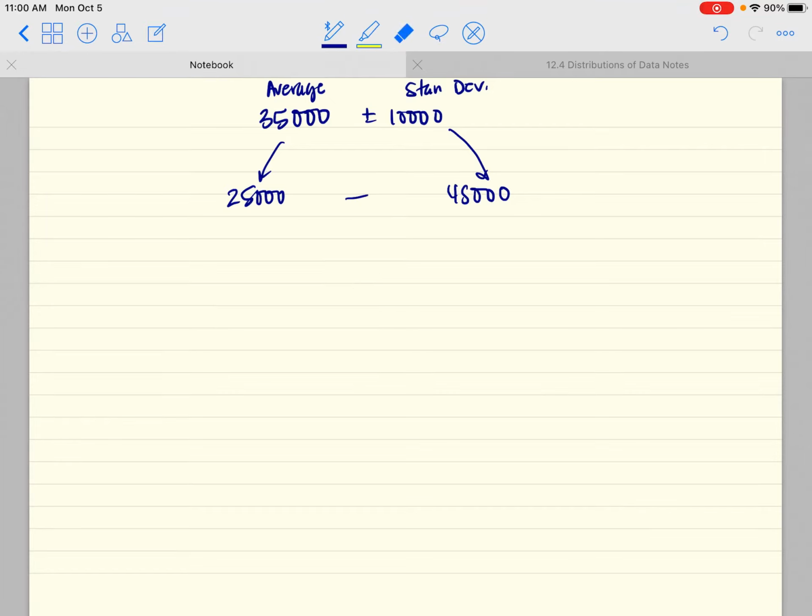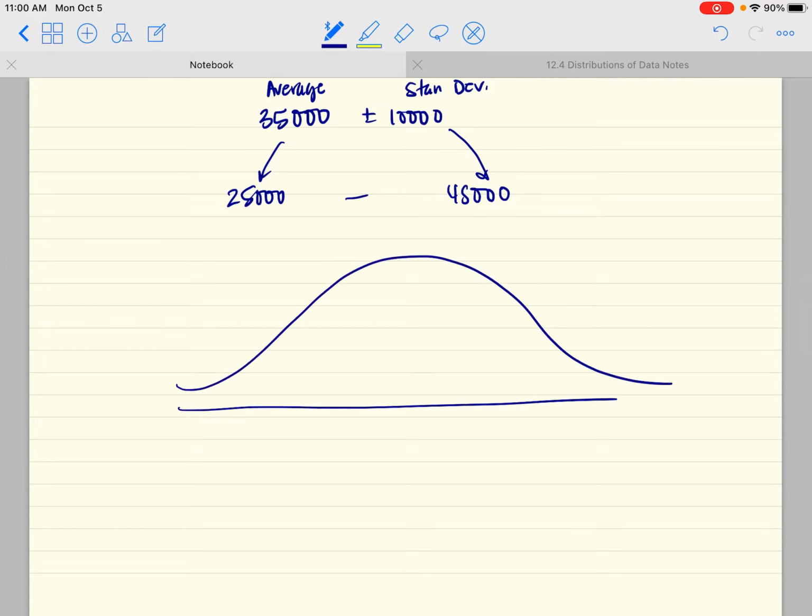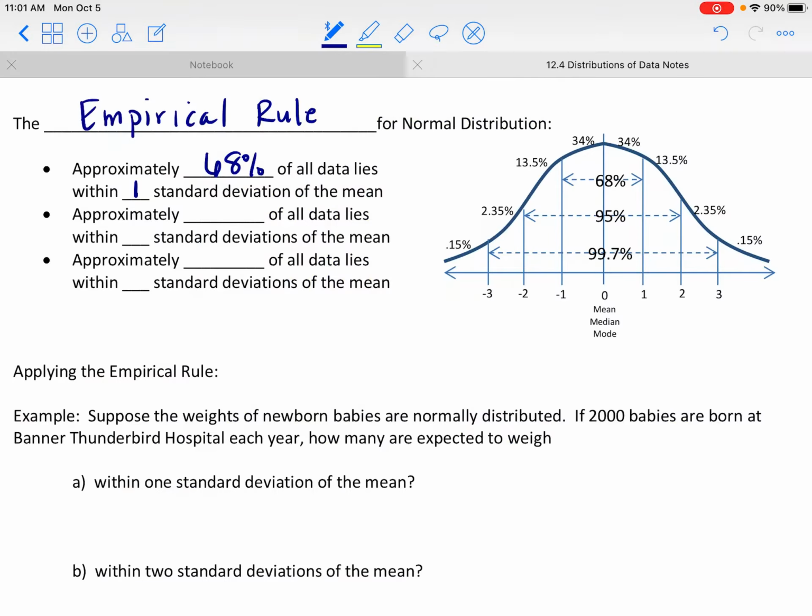Now let me just put this on the normal curve for you, okay? This normal curve for this Michelin tire problem, we said 35,000 was exactly the middle. And then if we added 10,000, the standard deviation of 10,000, if we added it once, we'd get to 45,000. If we subtracted it once, we'd get to 25,000. What this empirical rule says is that there's 68% of tires that are going to be lasting in that window of mileage.